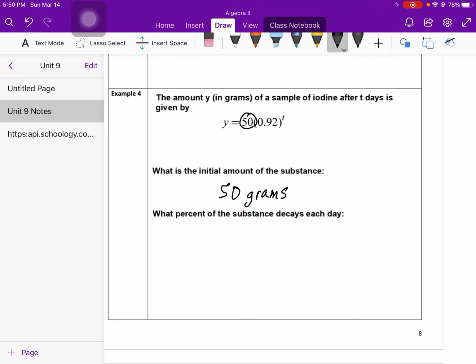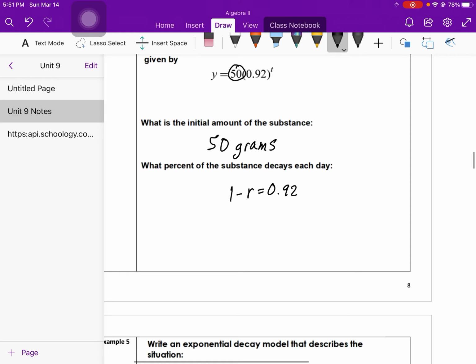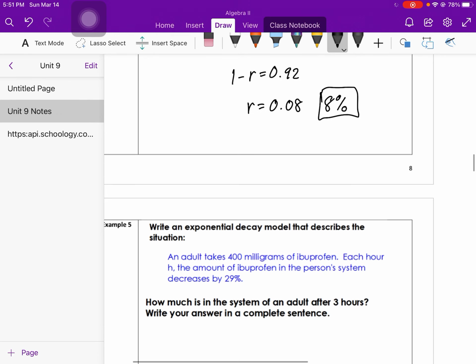And then it wants to know what percent of the substance decays each day. Since it's 0.92, we can tell that this is decay. And if the original amount we think of as 1 minus that percentage, so it's 1 minus the rate equals this 0.92. So you would just solve for R, and you would end up getting R equals 0.08. That's the rate of decrease, or 8%, since it wants it as a percentage.